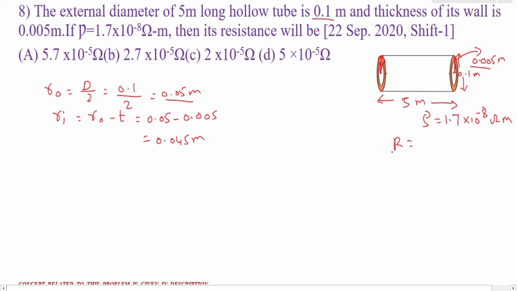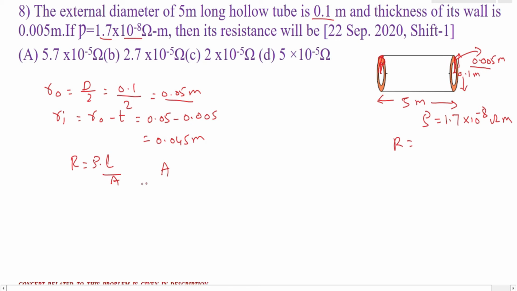Now you are supposed to calculate the resistance of this hollow tube. We know that the formula for the resistance of any wire is given by R is equal to rho L by A, where rho is the specific resistance, which is 1.7 into 10 power minus 8 in this sum, L is the length of the wire, which is 5 meters, and A is the area of cross section. Now, what is this area of cross section? It is nothing but the area of the colored part.